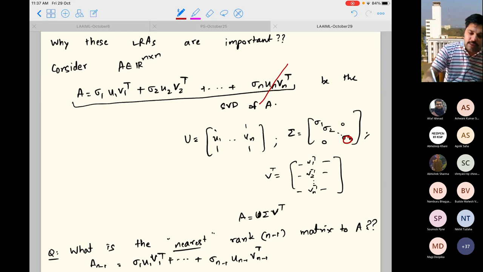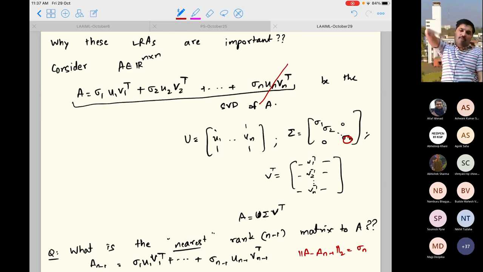And what is the distance? A minus A n minus 1. This distance is sigma n, right? So the distance between the two matrices is sigma n, which is equal to the smallest singular value. So what is this really saying? It is really saying that the nearest rank deficient matrix to the given matrix A is at a distance sigma n away.